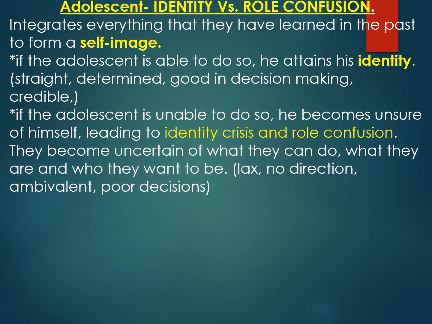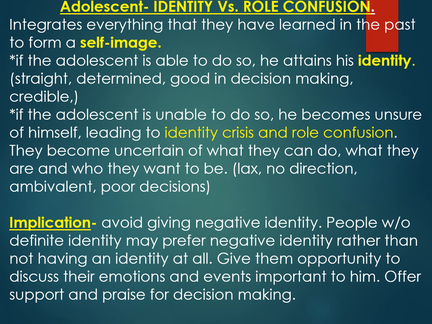However, if the adolescent is not able to integrate the things that he has learned and he is unsure of himself or herself, they will have identity crisis and role confusion. Kasi hindi na niya alam kung sino siya or kung anong gusto niyang maging or ano siya talaga. So that's identity crisis or role confusion. They become uncertain of what they can do, what they are, and who they want to be. So what happens? The child will grow to be lax. He will have no direction in his life. He will have the feeling of ambivalence. When you say ambivalence, it is the two opposing emotions. Gusto niya pero ayaw niya. The person cannot make up his or her mind. There will also be poor decisions. Okay? So that's what happens when the child develops identity crisis or role confusion.